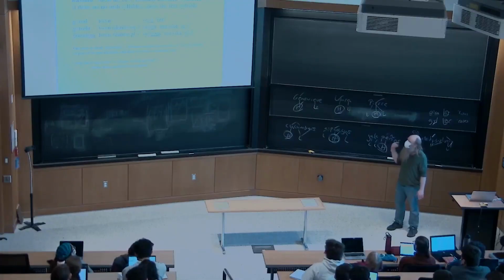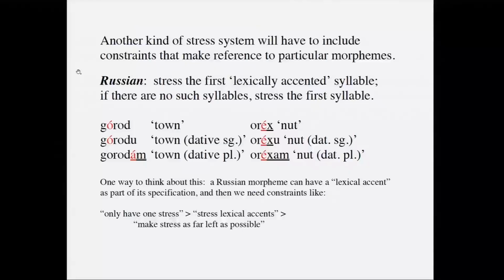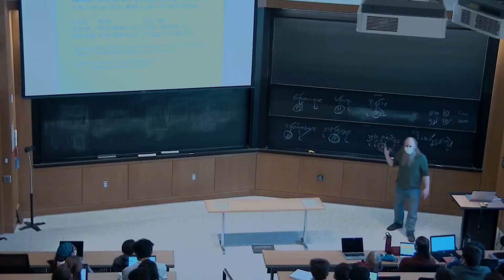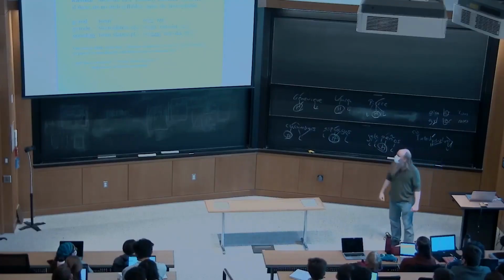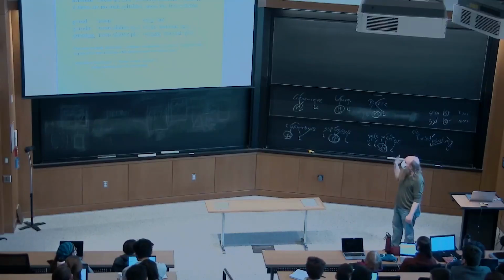There should be one stress, and it should be as far left as possible, so it's at the beginning. You get gorod. For garadam, the dative plural of town, there can only be one stress. You want it to be as far left as possible, but there's a lexical accent on the dative plural suffix, so you put it on am. That's as far left as you can go. So the last constraint doesn't get to do very much.